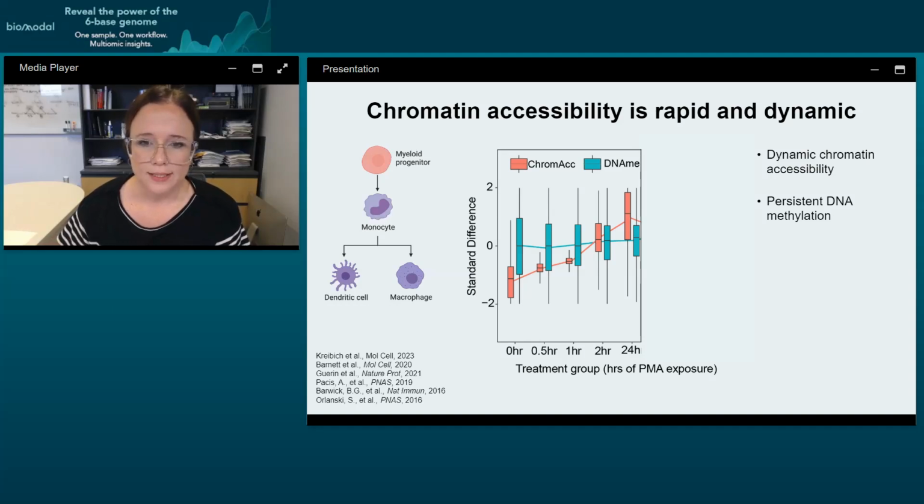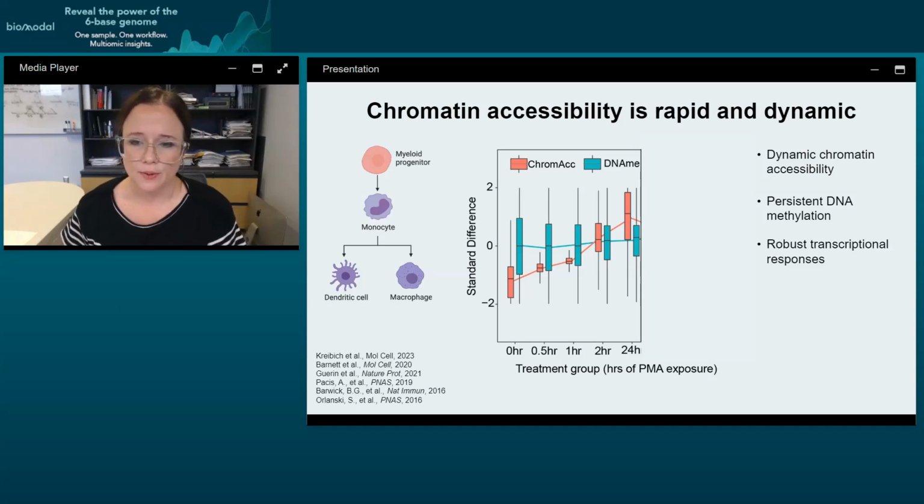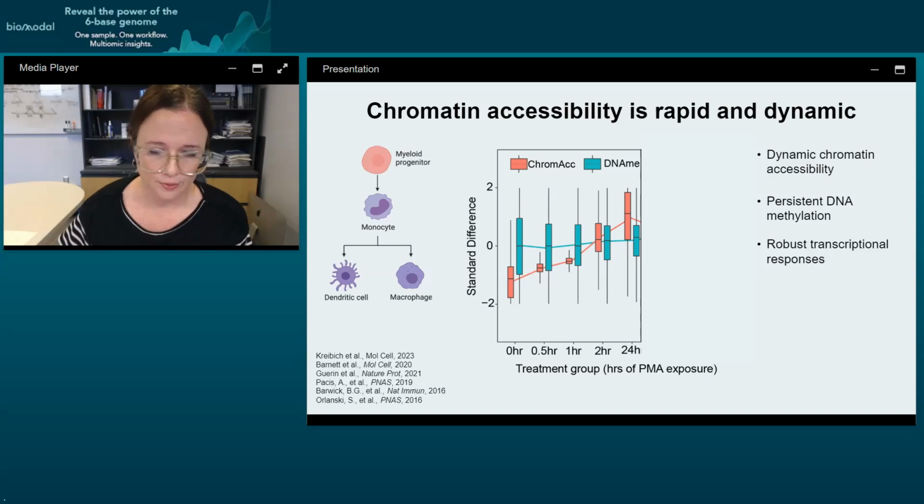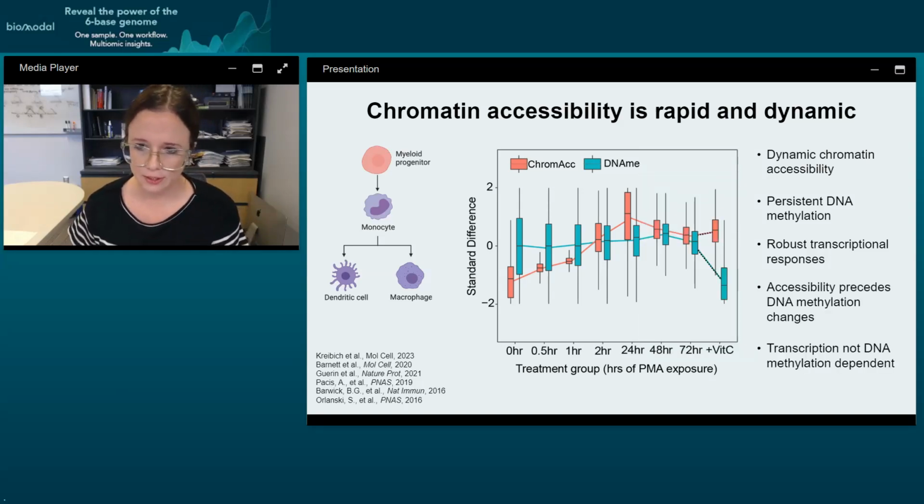But what was surprising is that methylation within these regions that underwent really robust accessibility changes was very persistent, like it never changed. And this was really surprising to us. The reason is that when we look at transcriptional responses in tandem with chromatin accessibility and DNA methylation, there were really robust transcriptional responses that tracked in lockstep with the chromatin accessibility changes, in spite of the fact there were no changes in DNA methylation.